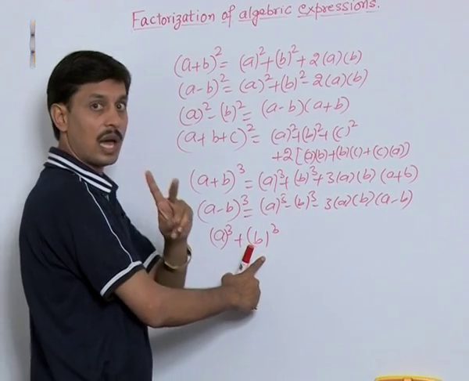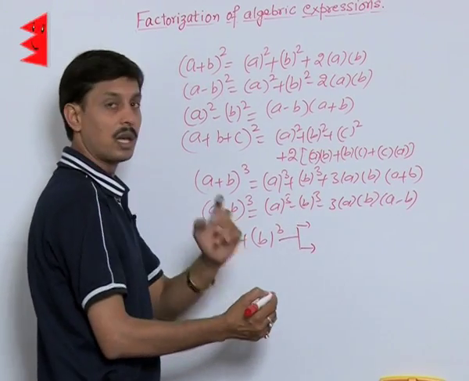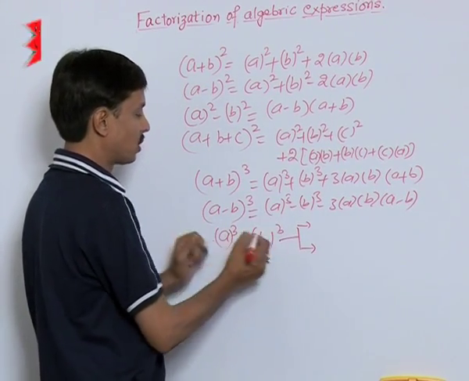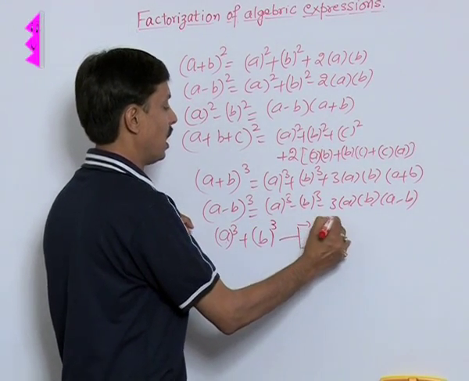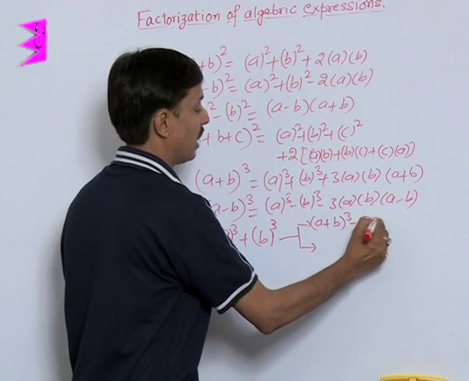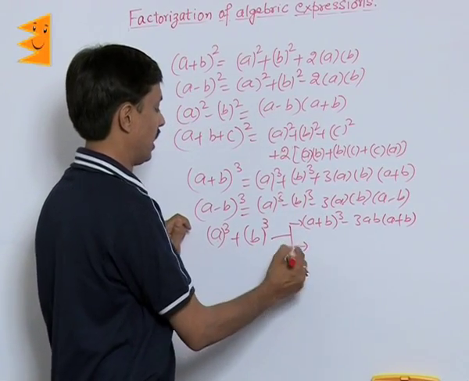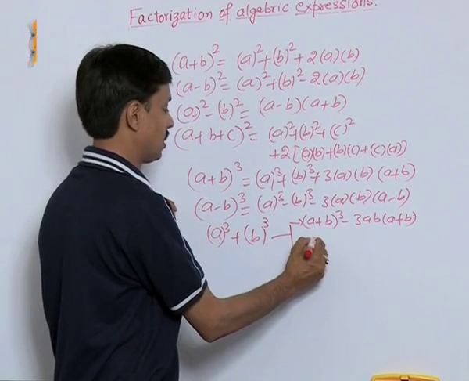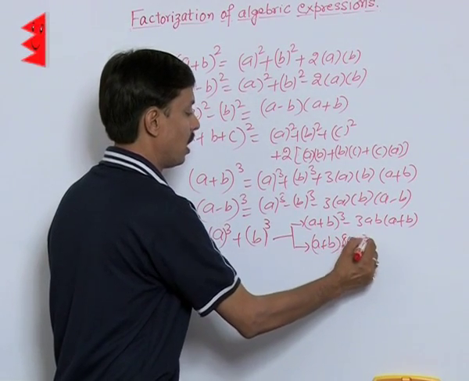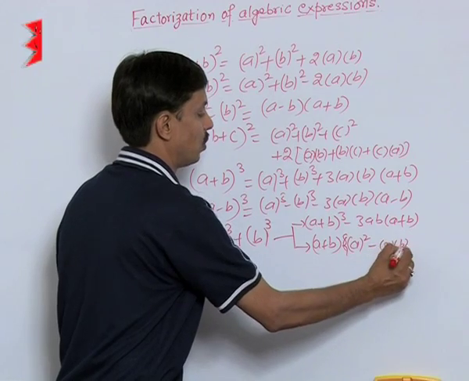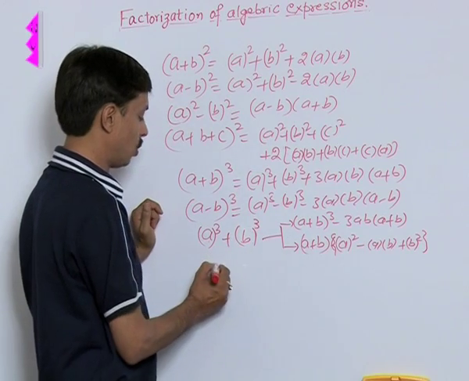Now the identity of a cube plus b cube. a cube plus b cube has two results, one in case of find value, other in case of factorization. So in case of find value, a cube plus b cube can be written as (a + b) whole cube minus 3ab into (a + b), and in case of factorization it can be written as (a + b) into (a square minus a into b plus b square). This is the a cube plus b cube.